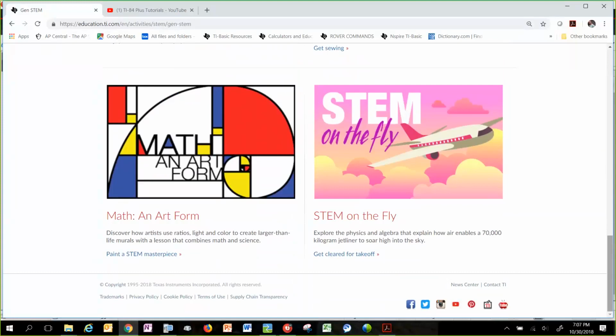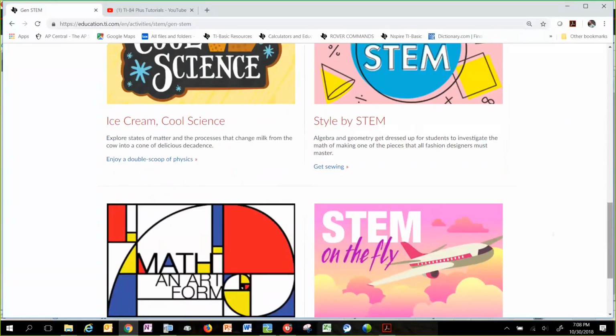Now, all of these activities were done with the help of an expert in their field. So the ice cream activity was done with a local ice cream shop, Beth Marie's Old Fashioned Ice Cream in Denton, Texas. Actually, they're starting to distribute now because it's so good. And then Math and Art Form was done with a couple of muralists here in the Dallas area that have done some amazing work, beautiful murals around town. The fashion design activity was done with the help of a couple of fashion designers in the Dallas area.